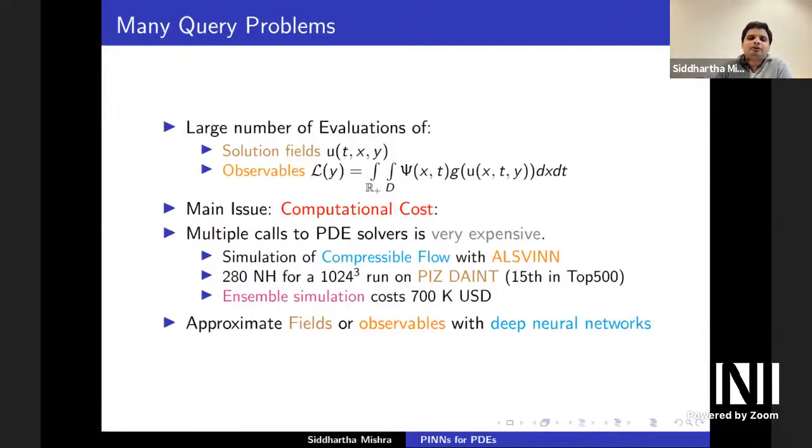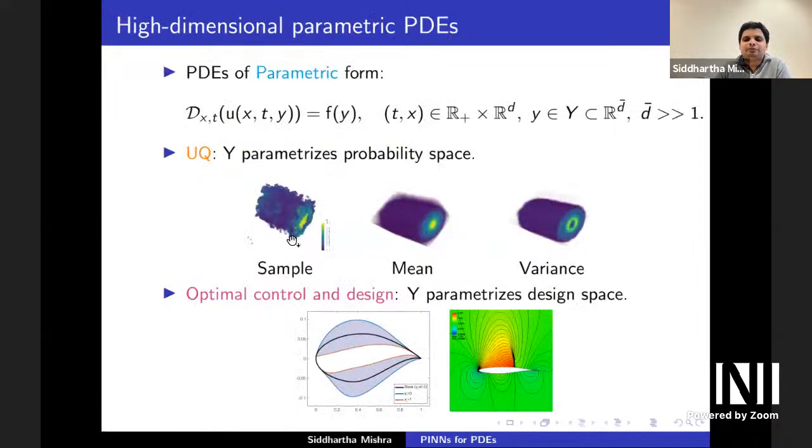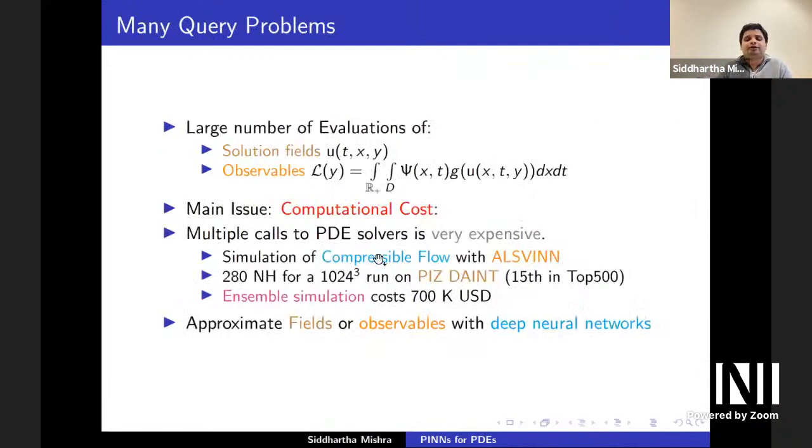But now what you're interested in is not a single realization, but hundreds or thousands of these realizations. And then even for 500 of these simulations, the cost is prohibitively expensive. It's about $7,000 US. So you cannot do that. One way you can overcome this is to design surrogates. And a very powerful class of surrogates are deep neural networks. So you want to approximate fields and observables with deep neural networks.